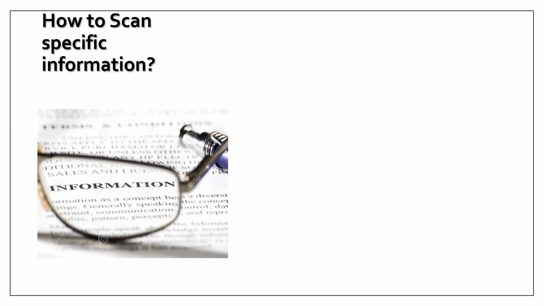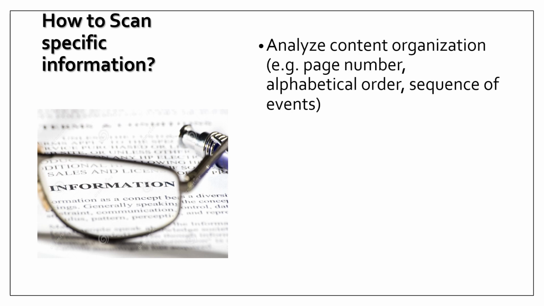Now, let's discuss how to scan specific information in a text. To scan a text, you may analyze the content's organization. For example, the page number, the alphabetical order, the sequence of events. By knowing the content organization, you can save your time to find the specific information that you are looking for.